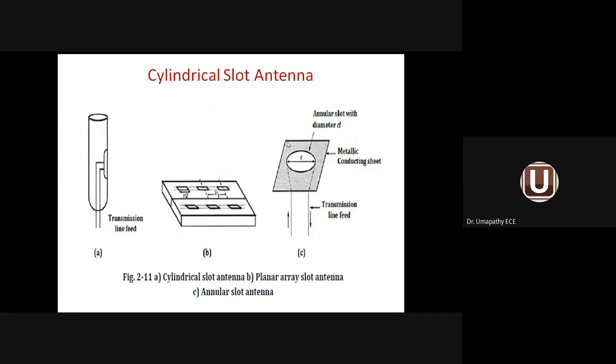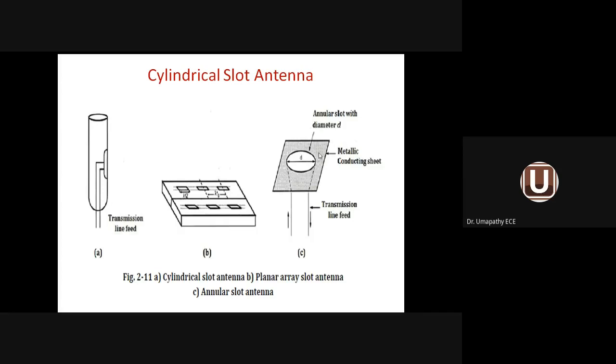In the next figure, there is a metallic conducting sheet. I have made an aperture or an opening or a slot in the form of a circle. Remember, you can make an aperture, you can make a slot not only in the vertical format. You can go for a rectangular, you can go for square, you can go for pyramidal, you can go for circular also. So any type of opening or any type of aperture or any type of slot you can go for. This one is called annular slot with a diameter D.